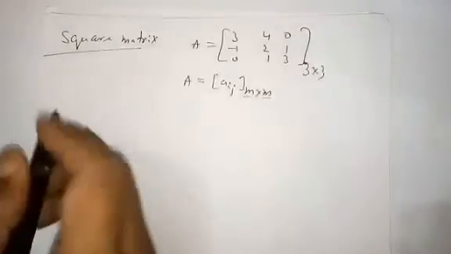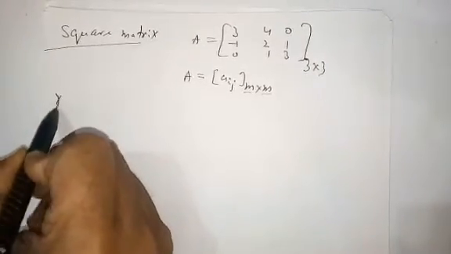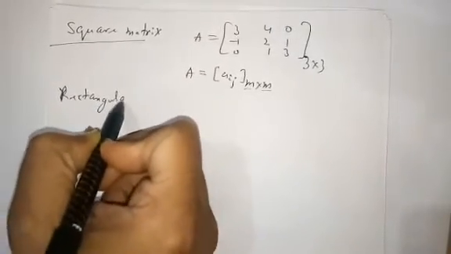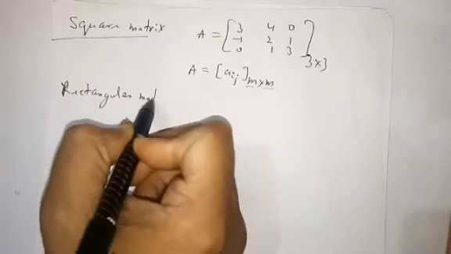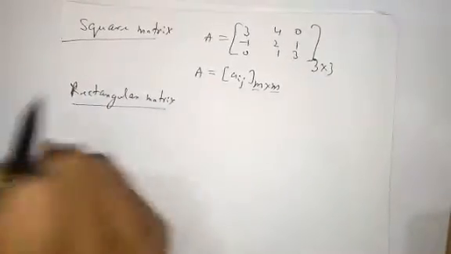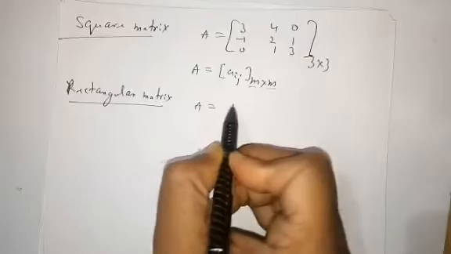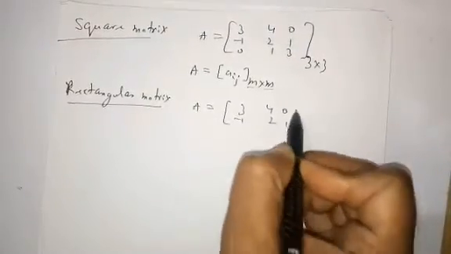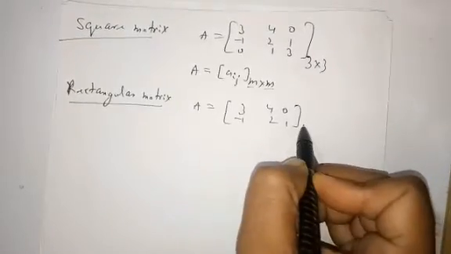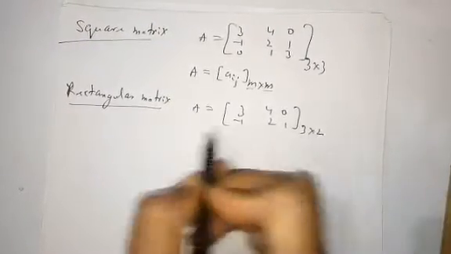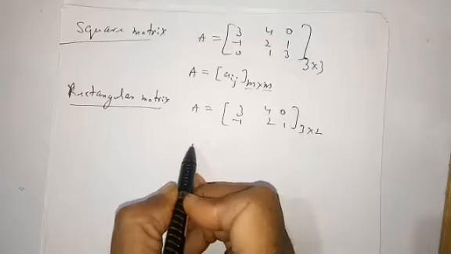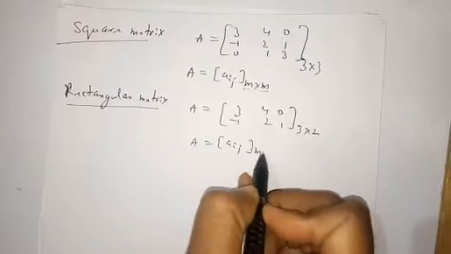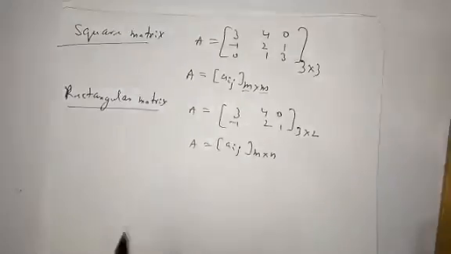Another is the rectangular matrix. In a rectangular matrix, the number of rows and the number of columns will be different. As we are observing, there are 3 rows and 2 columns, and the number of rows and the number of columns will be different in a rectangular matrix.